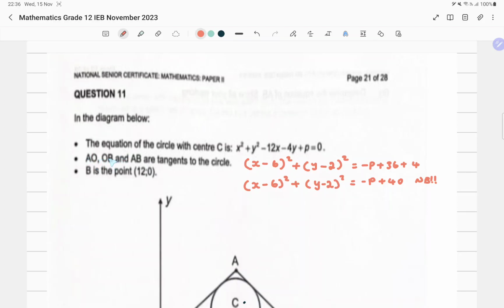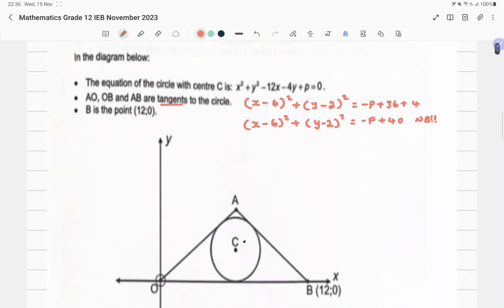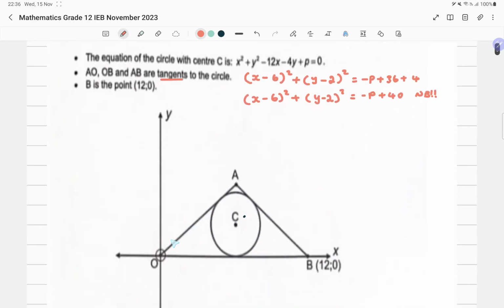AO, OB, and AB are tangents to the circle. Let's have a look. We can see that definitely these are touching the circle. We're told point B is (12, 0), so it's a point on the x-axis. Let's get another color so that we can do some justice to this diagram.